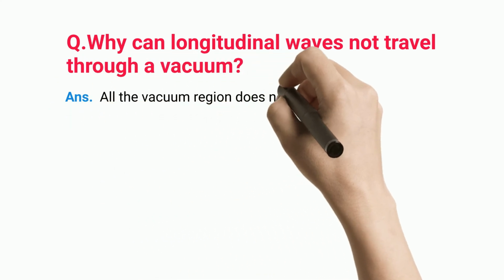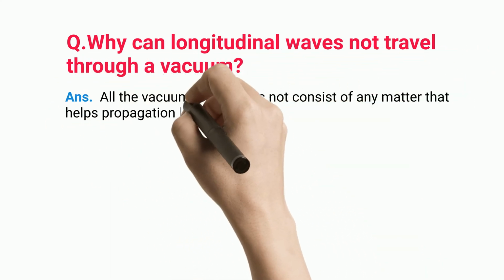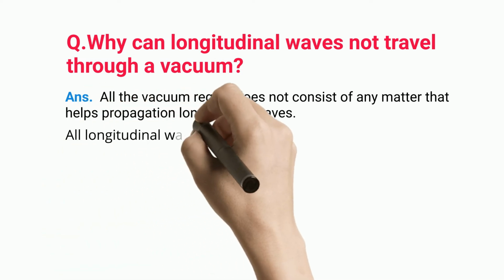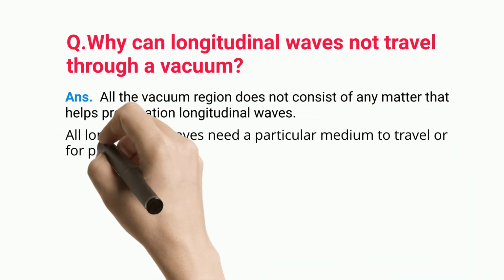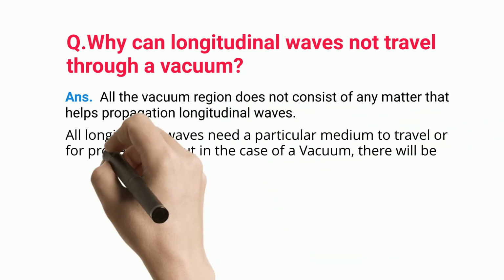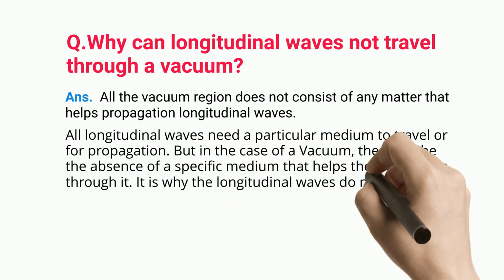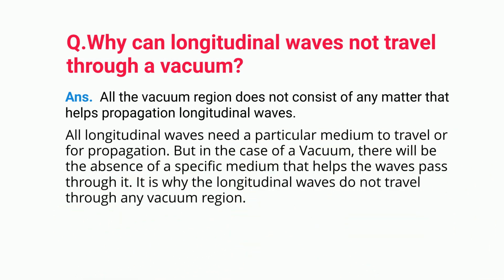The vacuum region does not consist of any matter that helps propagate longitudinal waves. All longitudinal waves need a particular medium to travel or for propagation. But in the case of a vacuum, there will be the absence of a specific medium that helps the waves pass through it. It is why the longitudinal waves do not travel through any vacuum region.